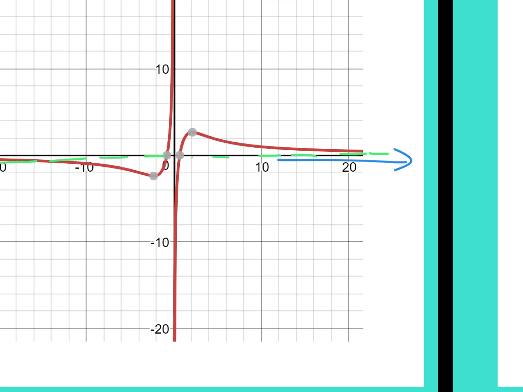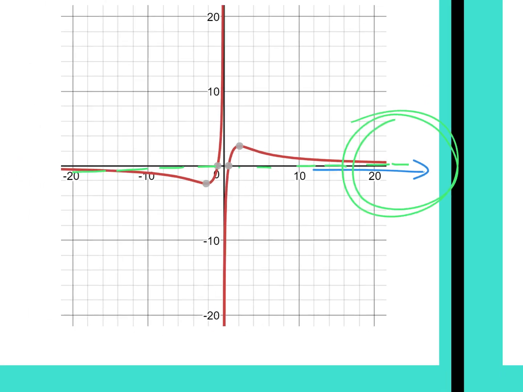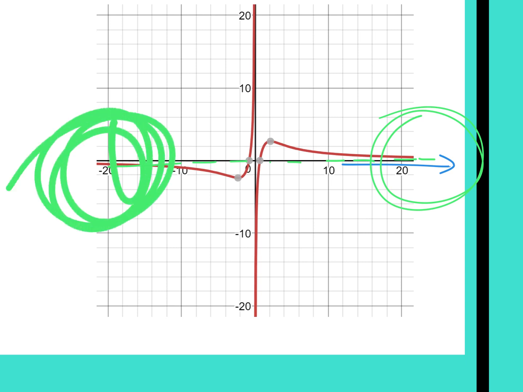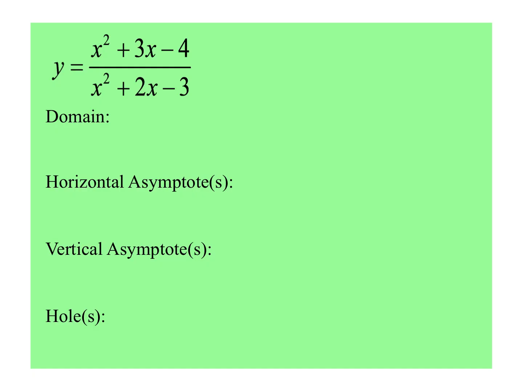That's the way you ask yourself, where should the horizontal asymptote be? It's like, if I go way to the right or way to the left, what's y going to get closer and closer to? All right, let's go to this page.